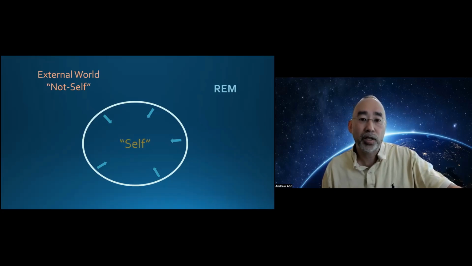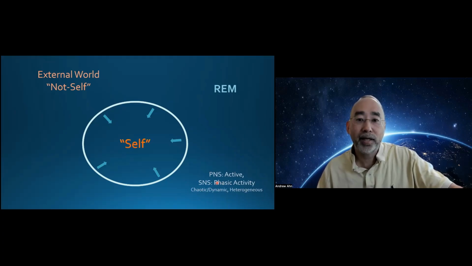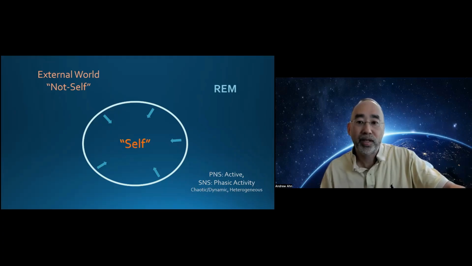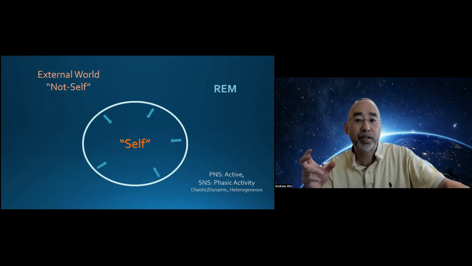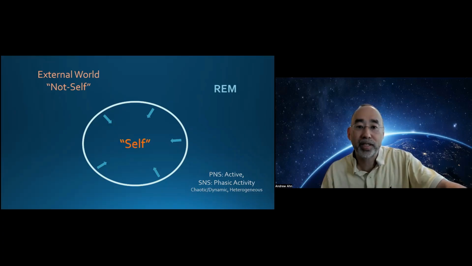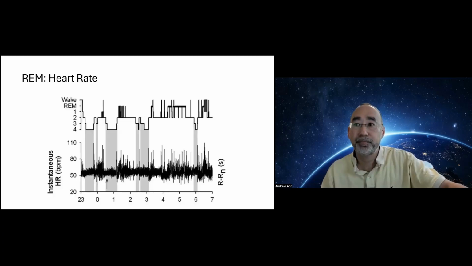And this stage is characterized by active parasympathetic and active sympathetic activity, creating a more chaotic, dynamic, and heterogeneous physiological state. This is a state which is internally focused, but also receptive to the new information acquired earlier in the day, incorporating the day's experience and updating our internal models. This internal representation, I believe, is how REM sleep contributes to an evolving, adapting sense of self.